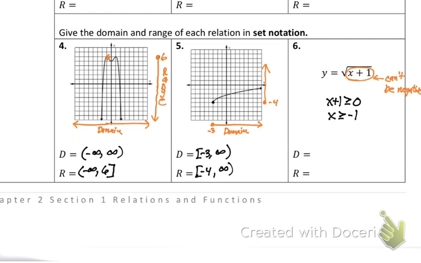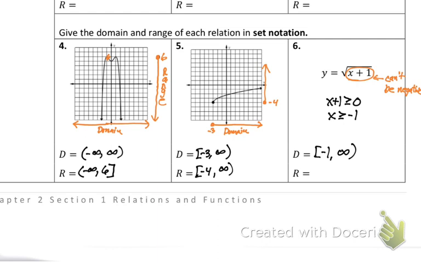I can't plug a -2 in because -2 plus 1 would be -1. Can't take a square root of -1. So I'm looking at what will make this 0, and anything bigger than that will work. So our domain, our lowest value we can plug in is -1 to infinity, because I can take the square root of a really, really big number.